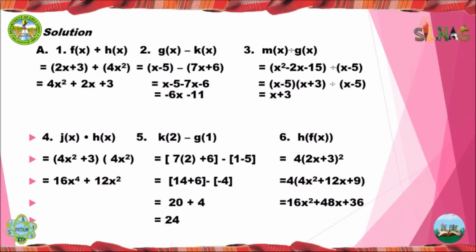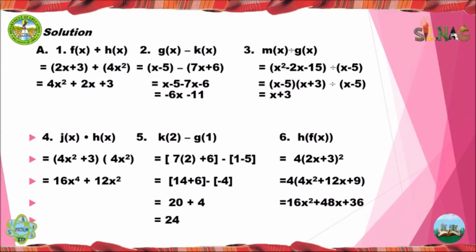And then in number 6, h of f of x is equal to 4 times the quantity of 2x plus 3 closed quantity squared. In h of f of x, it means that we will get the value of h of x wherein your x is the value of f of x. So we will just substitute f of x as 2x plus 3. So we have 4 times the quantity of 2x plus 3 closed quantity squared.